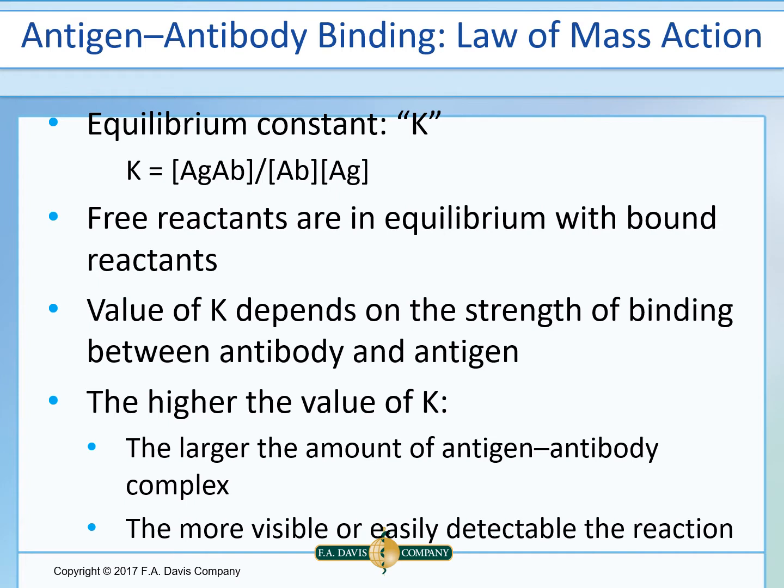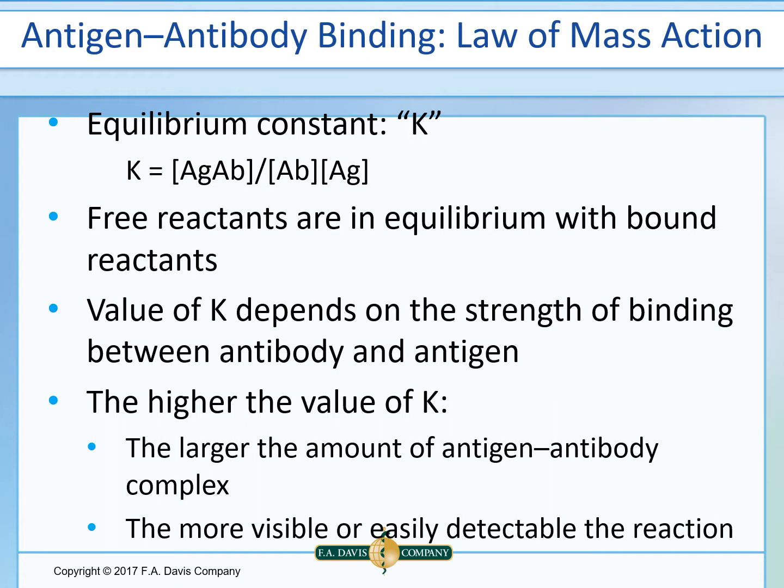All antigen-antibody binding is reversible, and it's governed by the law of mass action. This law states that free reactants are in equilibrium with bound reactants, and the equilibrium constant K represents the difference in the rates of the forward and reverse reactions according to this equation. The equilibrium constant K is equal to the concentration of the antigen-antibody complex divided by the concentration of free antibody times the concentration of free antigen.